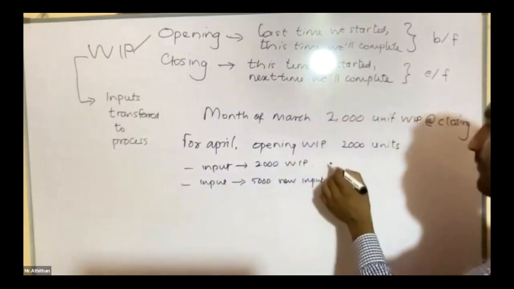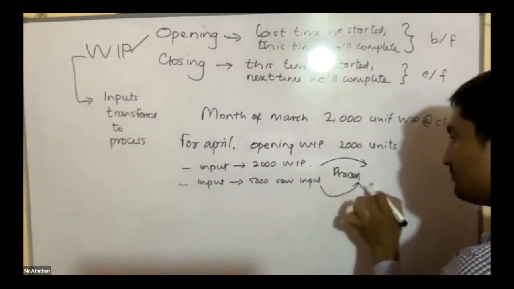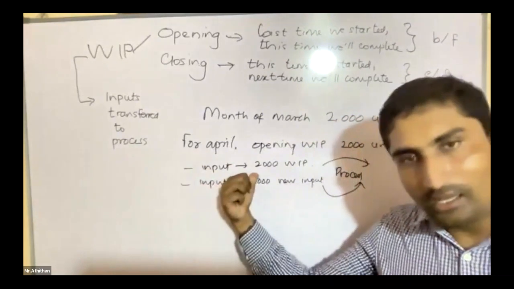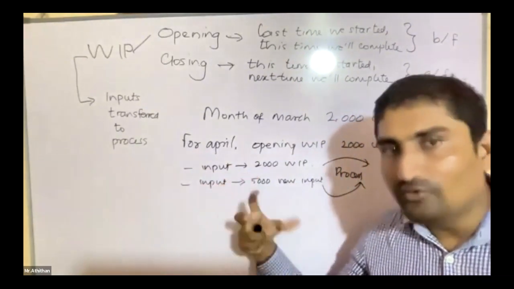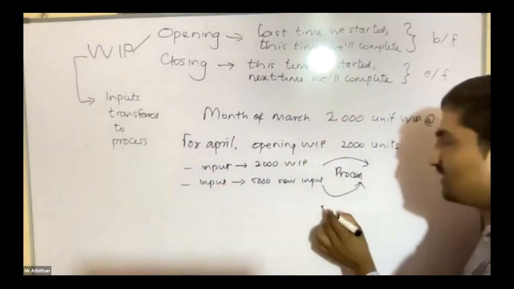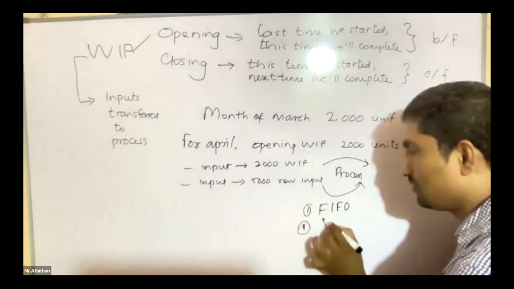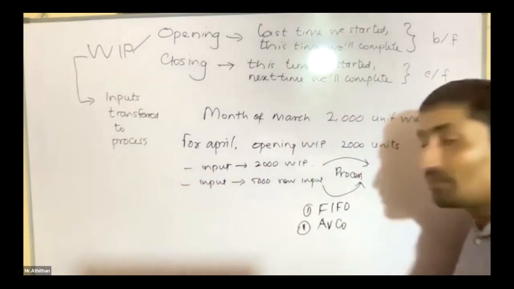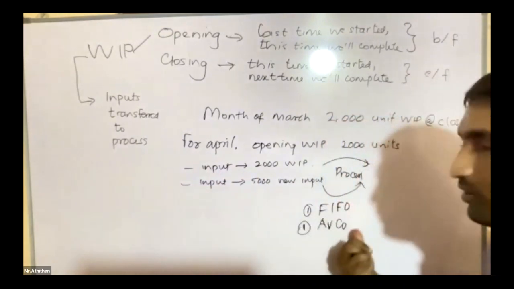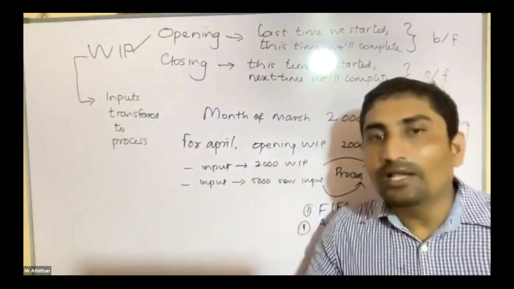Now process. This process, we have to process the WIP. Also, we have to process the new. Process follows two methods, FIFO. Average cost or weighted average cost. Right? FIFO means first we have to process the opening WIP.